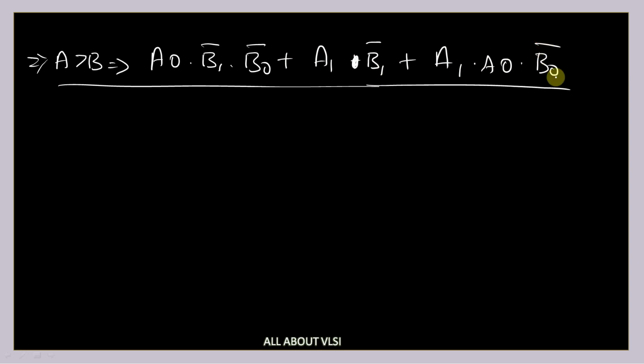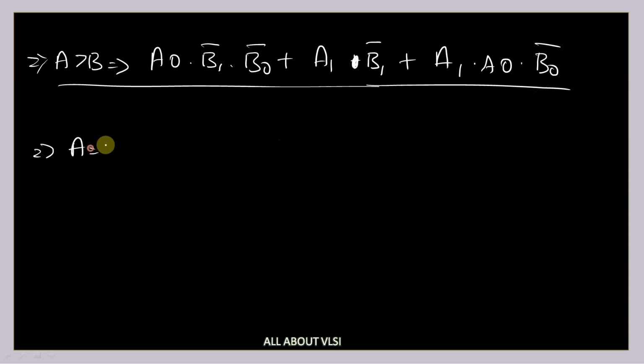How are we getting this equation? In our digital design also we have seen. By using the K-map and deriving that, we are going to get this particular equation. A0 into B1 bar into B0 bar plus A1 into B1 bar plus A1 into A0 into B0 bar is my A greater than B equation.